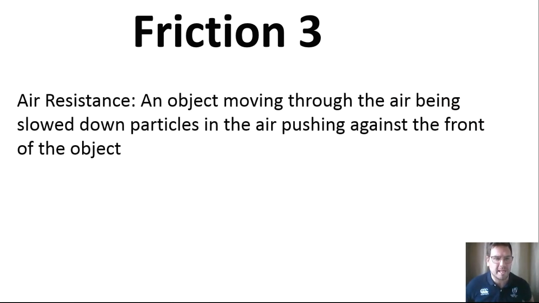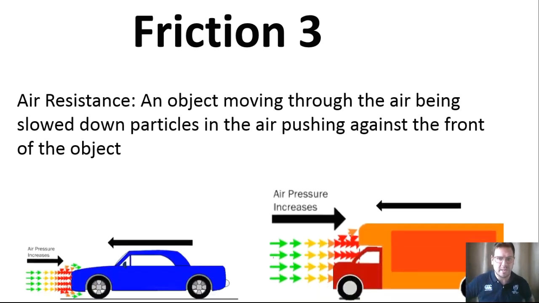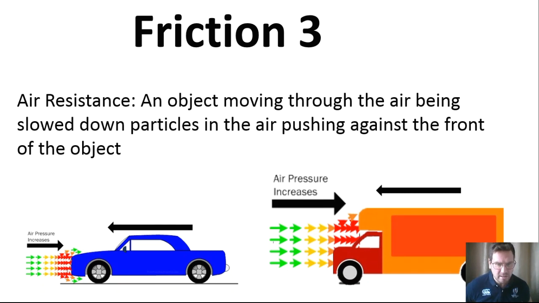Earlier in this week, we looked at air resistance. It's a type of friction, but it's for objects moving through air. So an object moving through the air being slowed down by particles in the air pushing against the front of that object. So here I have a car, all right? So the car has a medium level air resistance on the front, okay? That front is pretty flat, and you can see with the arrow, it's showing where the wind is hitting. So the air is hitting at the front, that flat surface.